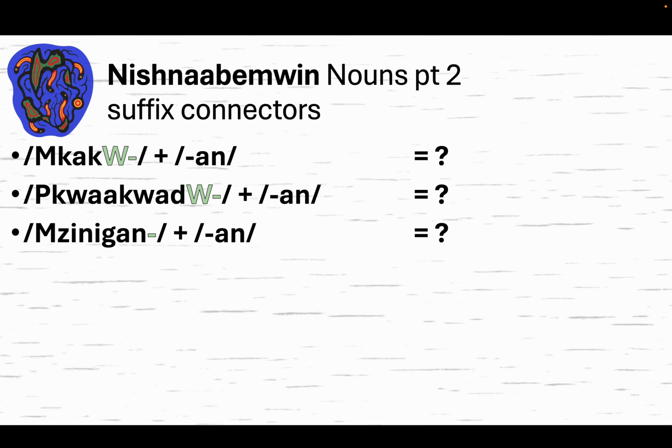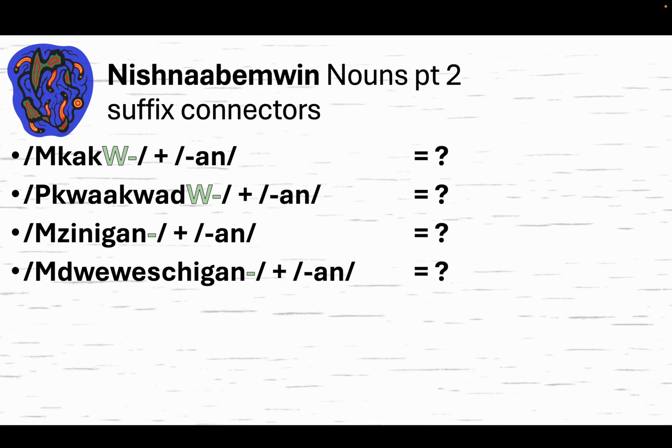Mzinigan doesn't have a suffix connector, so it'll be pluralized like pakwan from earlier. Same with mdweweschigan, no suffix connector. Despoagan also does not have a suffix connector, so it'll be pluralized like pakwan earlier.